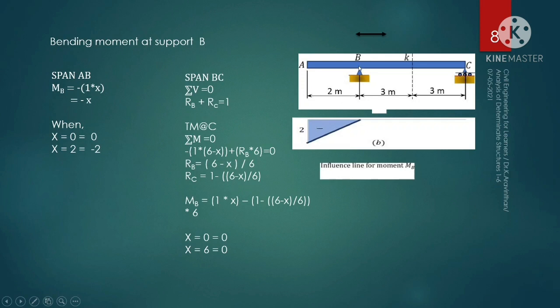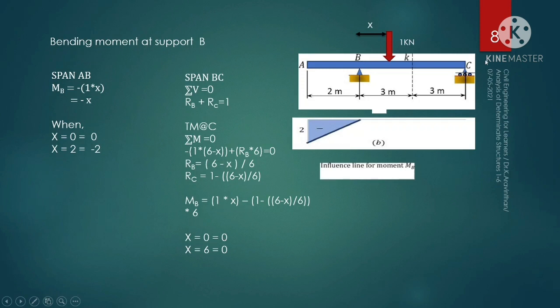If I want to find the moment at B, RC into distance 6, so I have RC here into distance 6, and the unit load into distance x, 1 into x. This is clockwise and this is anti-clockwise. If I substitute x equal to 0, 1 into 0 will be 0, and 6 minus 0 will be 6 by 6. You will get 1, and 1 minus 1 will be 0. Finally, you will get 0 value here at the point B.